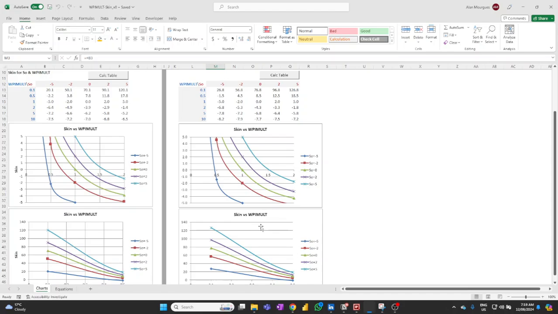So there you go, a simple calculator for you to understand the relation between the skin factor and WPI multiplier.